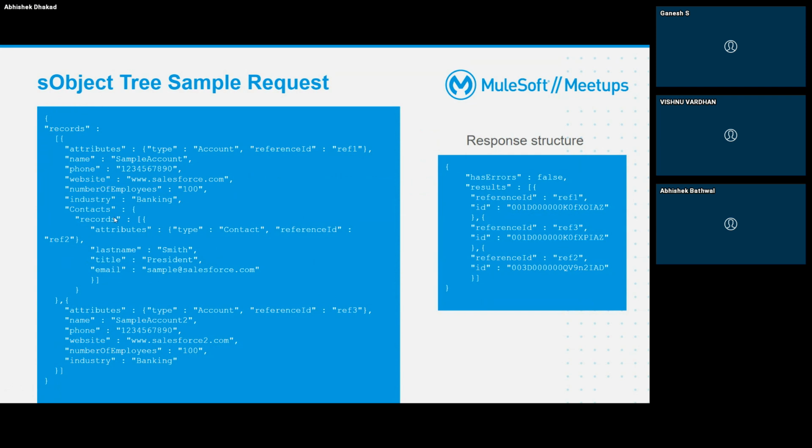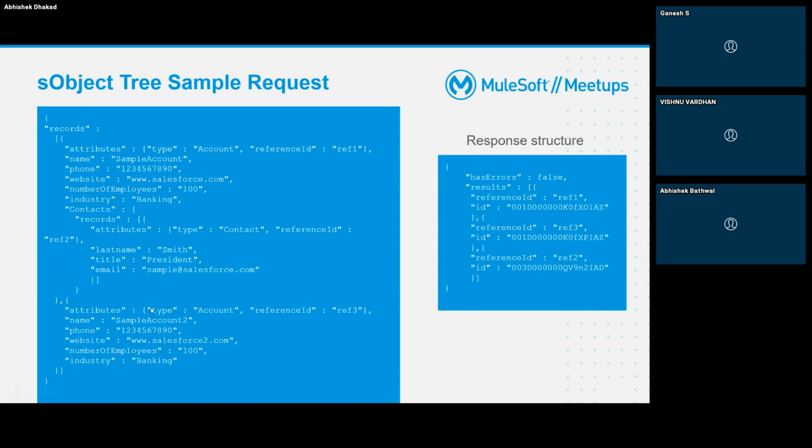S object tree is mainly just to create. We cannot perform the update or get operation in S object tree. In this sample S object tree, for the account we can have a contact, which is the second root element for the account. So for the same account, we are creating a contact, which will be having the type contact. Reference id is ref2, and then the contact information data. Then this is the first sub request.